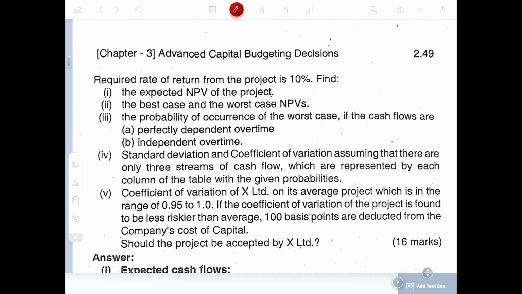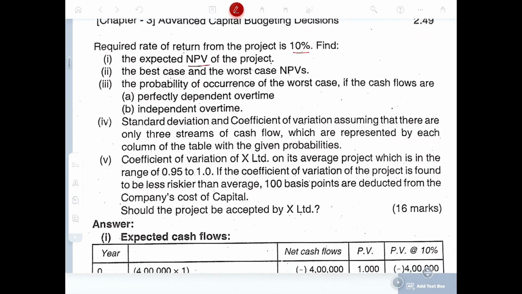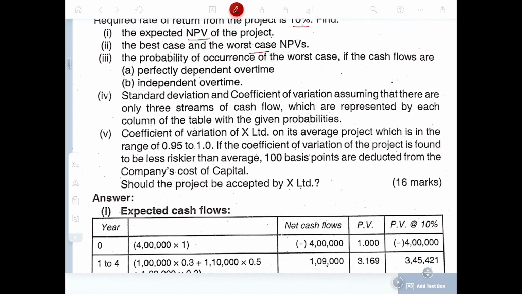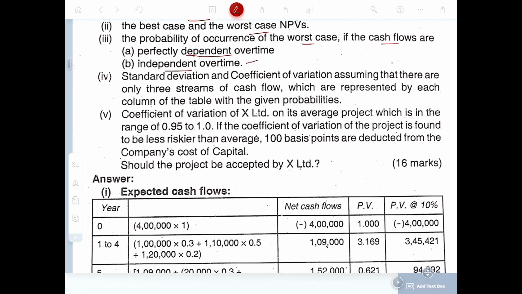The required rate of return for the project is 10%. Find the expected net present value of the project, the best case and worst case net present value, and the probability of occurrence of the worst case. Consider whether the cash flows are perfectly dependent over time or independent over time.